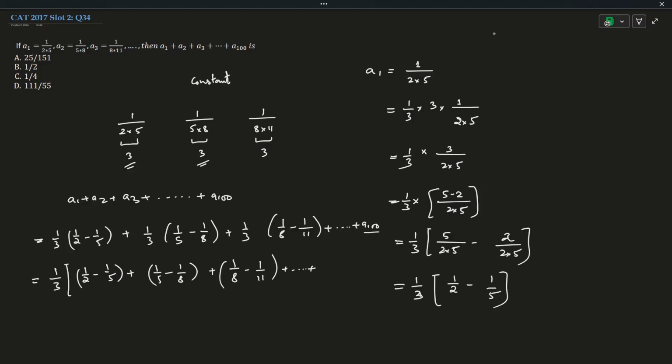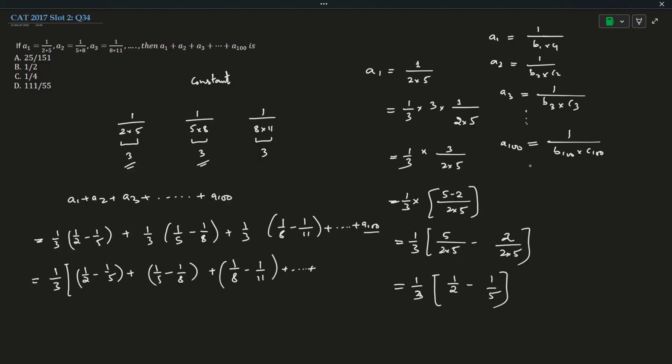Now guys, a1, let's say, is equal to 1 by b1 into c1. Okay, a2 is equal to 1 by b2 into c2. a3 is equal to 1 by b3 into c3 and so on. So a100 will be 1 by b100 into c100. If I can find b100 or c100, I can find the other, right? If I can find b100, I can find c100. If I can find c100, I can find b100. Why? Because the difference is 3, right? If I find b100, I will add 3. If I find c100, I will subtract 3.